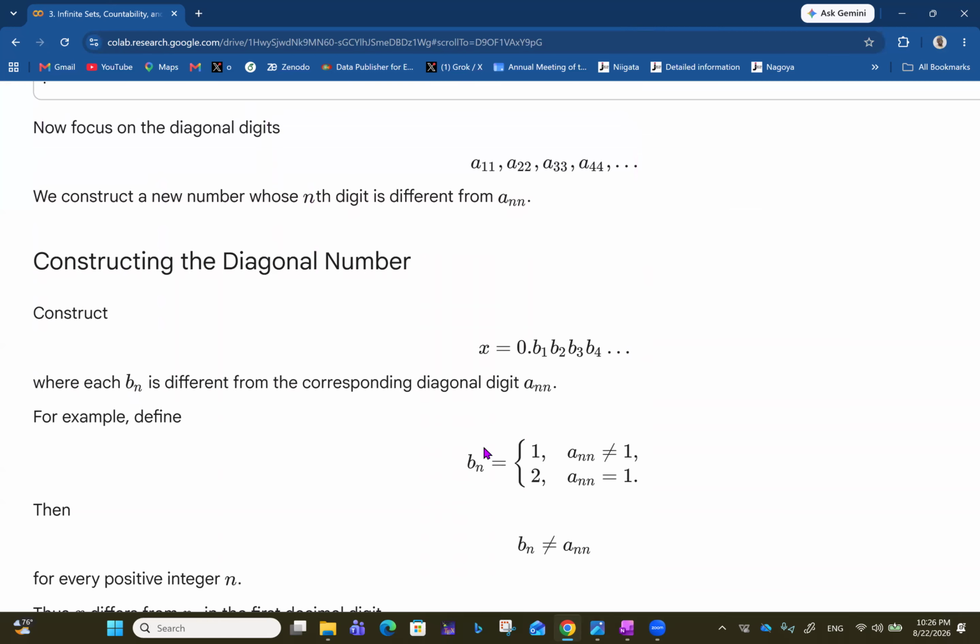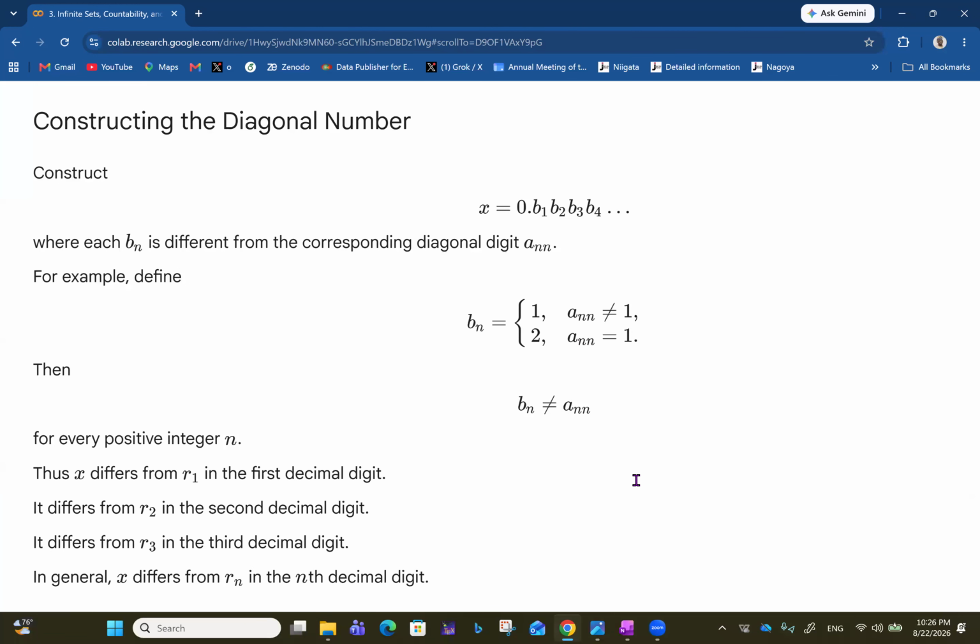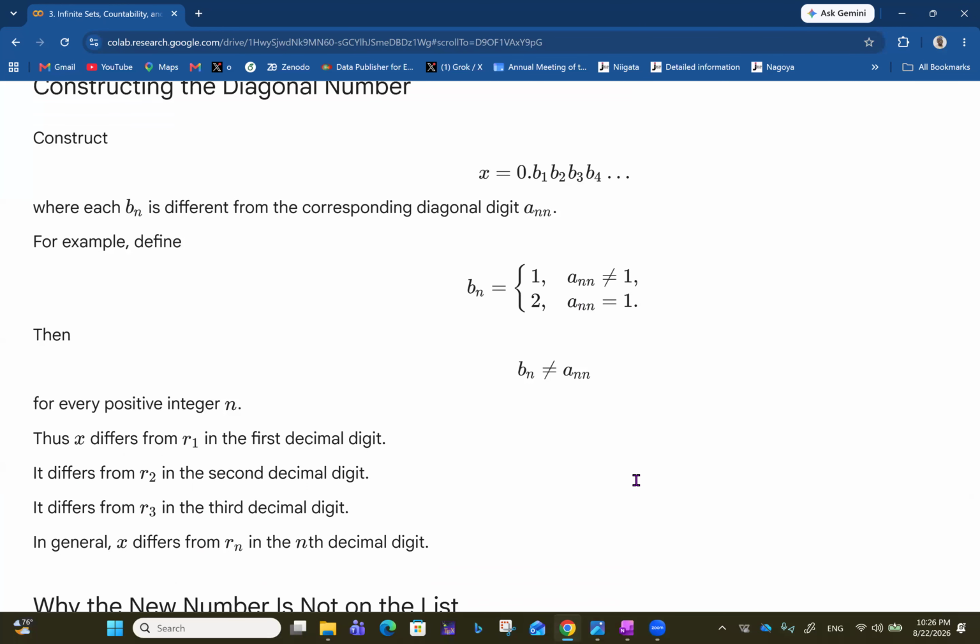So for example, define b sub n to be 1 when a sub nn is not equal to 1, and 2 when a sub nn is equal to 1. When a sub nn is equal to 1, then b sub n is not equal to a sub nn in that case. So for every positive integer n.